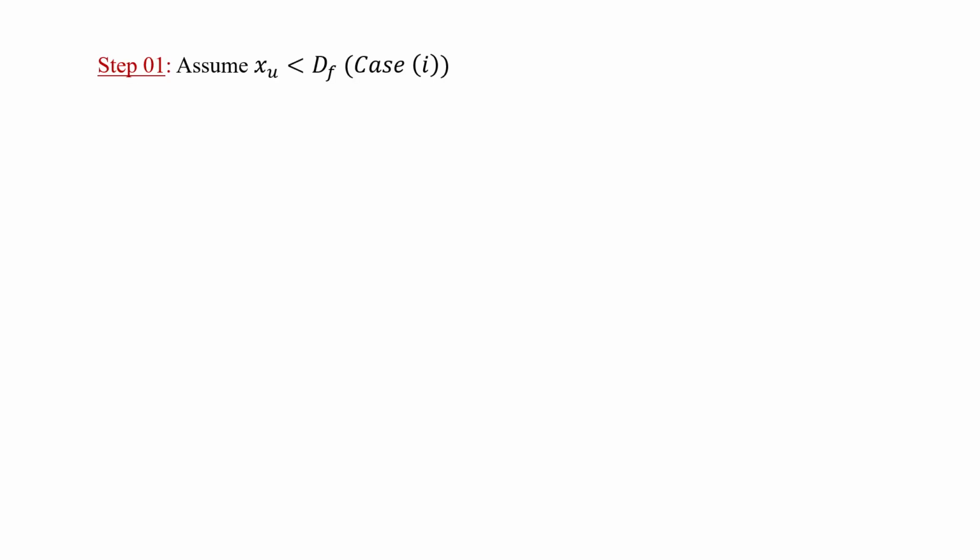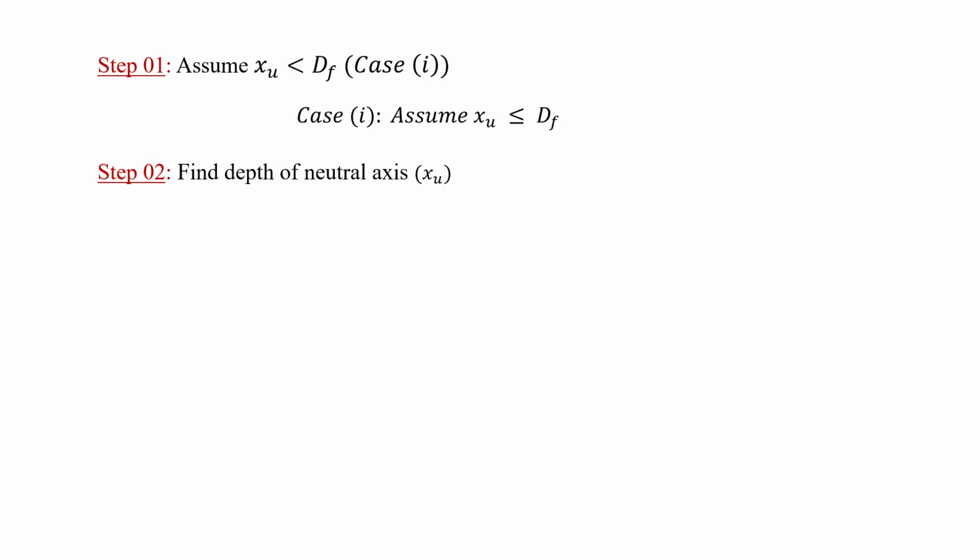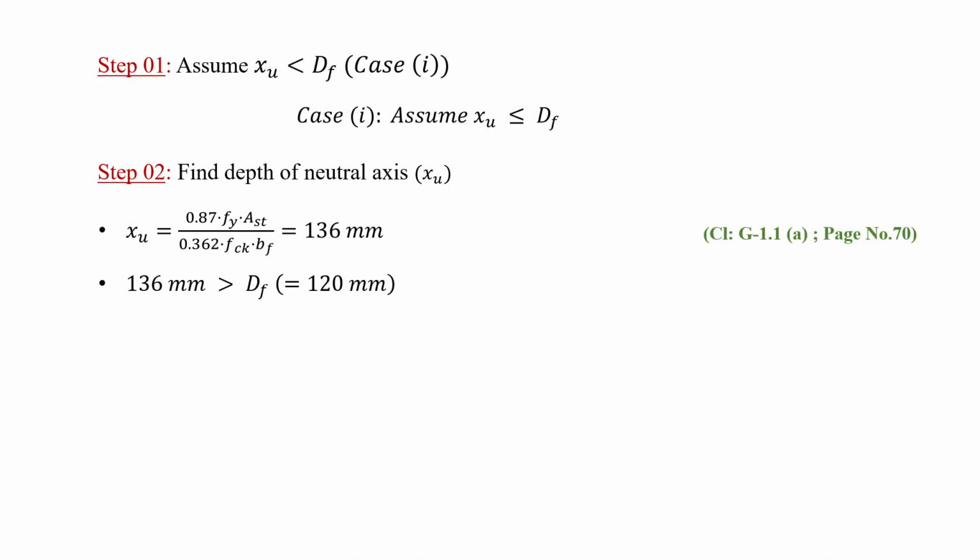So let us assume the step 1. Let us assume that our depth of neutral axis is lying within the depth of flange. This is case 1. So we are assuming that. In the case 2, we need to verify whether the assumption is valid or not by using the depth of neutral axis equation. So xu is equals to 0.87 fy Ast over 0.362 fck bf. So once we calculate this, we will be getting this 136 mm. So this equation, it is available in IS code in page number 70 in clause G 1.1.